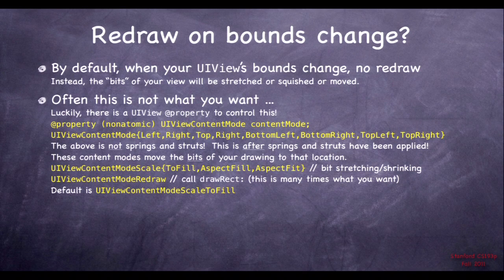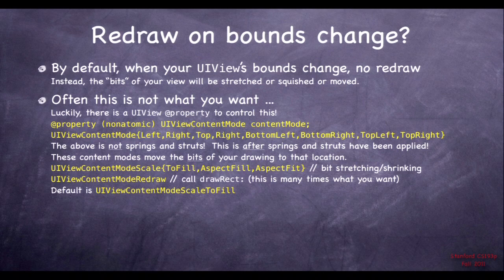Luckily, there's a way to control this in your view, not in your controller, in your custom view. There's a property called the content mode that describes what your view does when its bounds get changed because someone set its frame. And there's really three kinds here. The first one is content mode left, content mode right, content mode top, bottom, bottom left, etc. All the positional ones. What they do is they take the bits of your view and move them to that location.